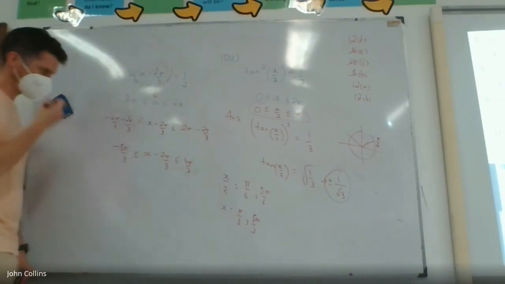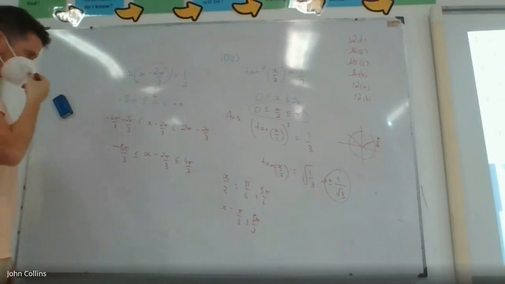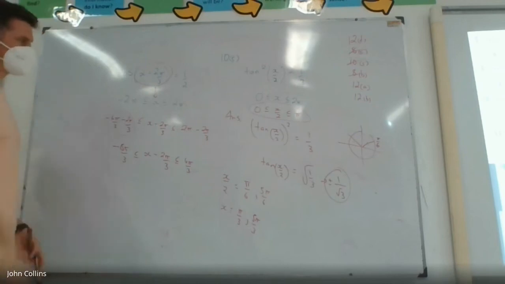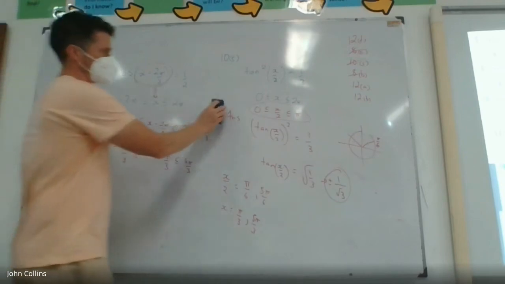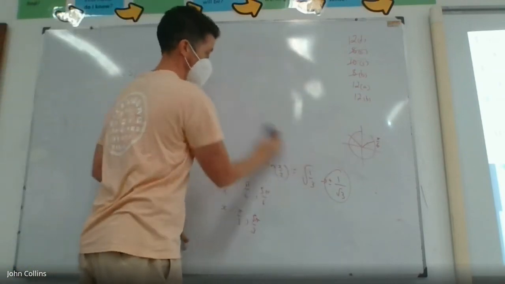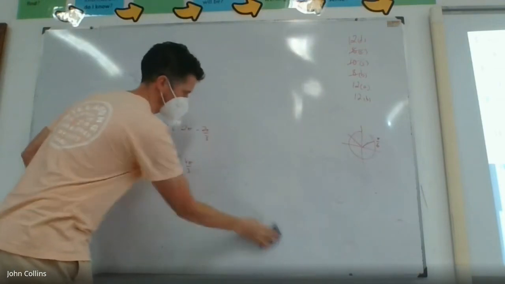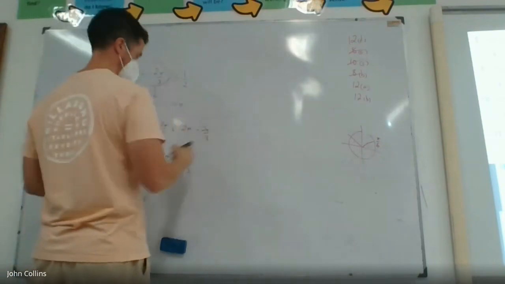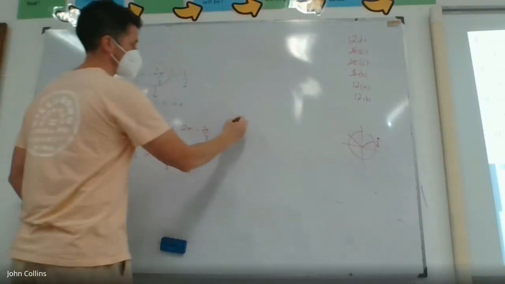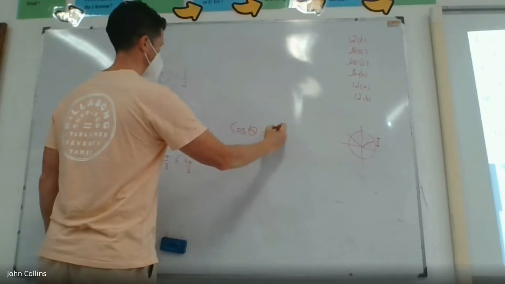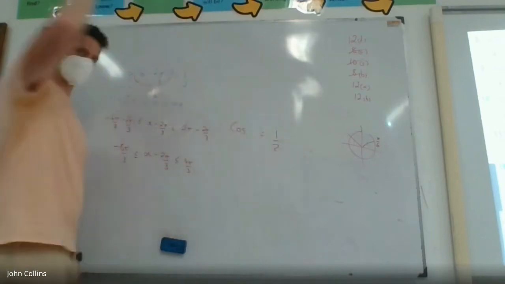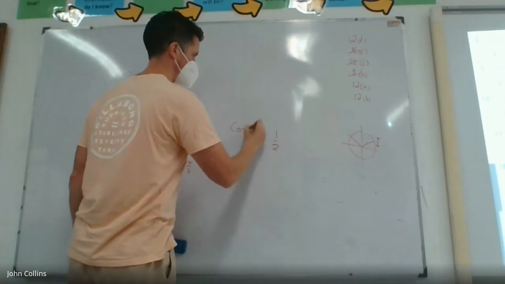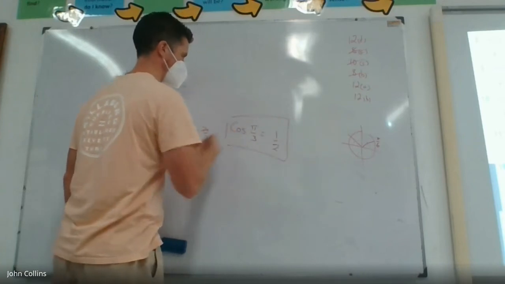So this is telling us where we start and finish. Let's remove this. What's my reference angle? So in general, cosine theta, if it's a half, what can I say about theta? Pi over 3. Yep. All right, so there's our reference.